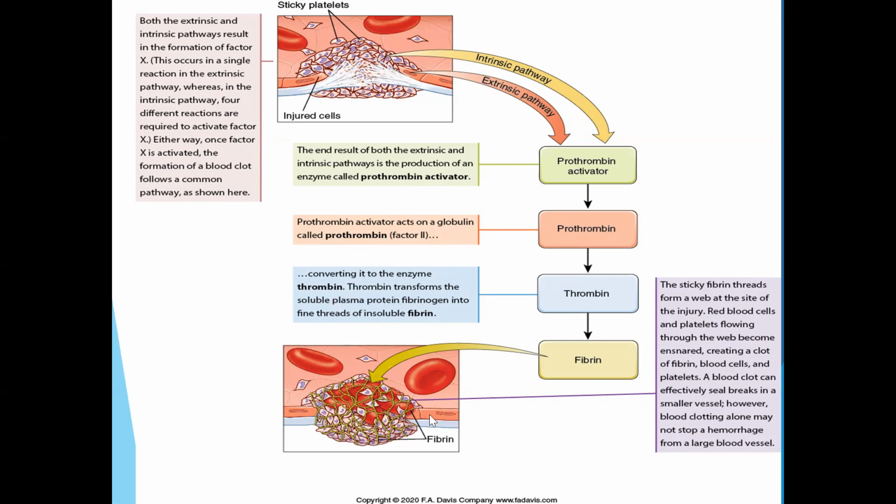So those fibrin threads basically form like a web around that platelet, our sticky platelets. So we then get more platelets, more red blood cells actually going through the web and getting caught. And that's what actually creates the clot. So our clots are a big bunch of fibrin threads, blood cells, platelets, all stuck together.